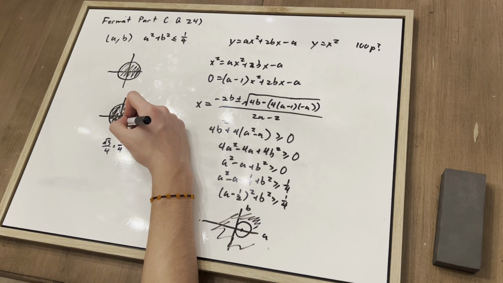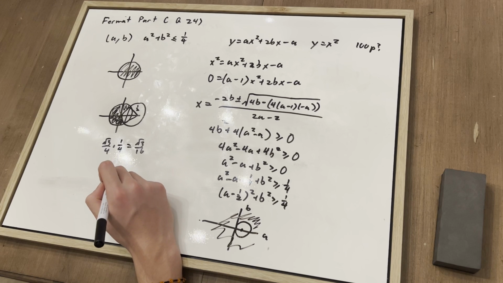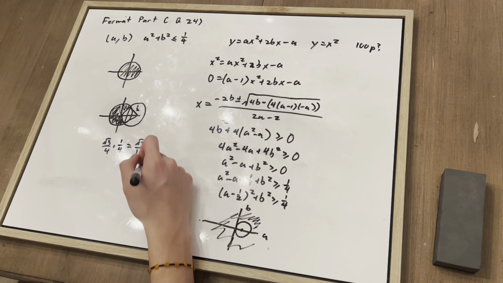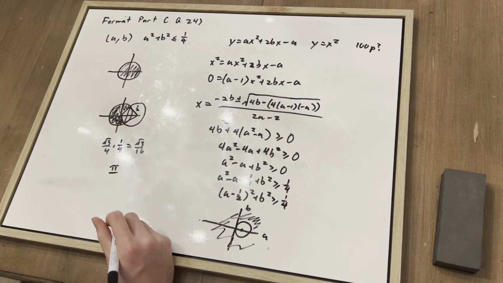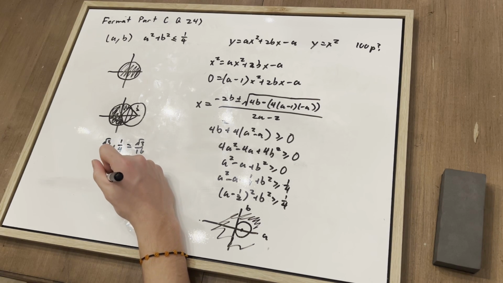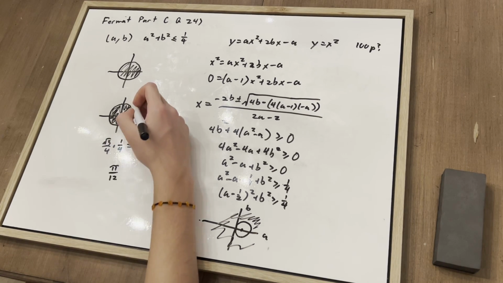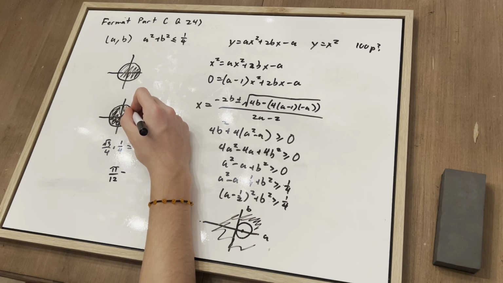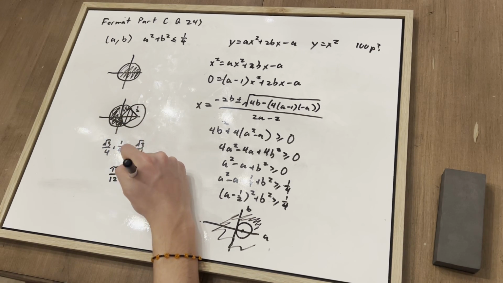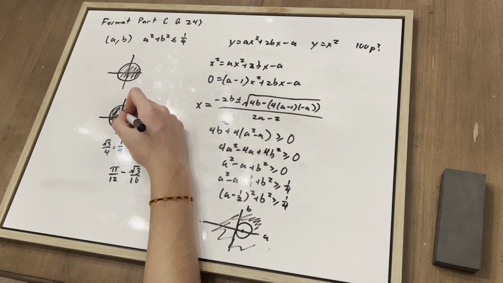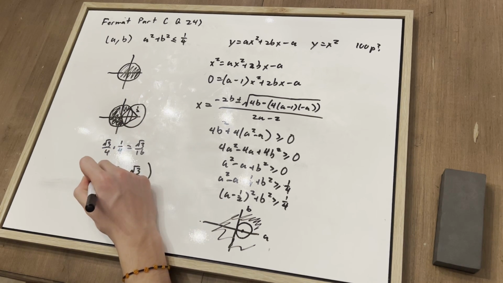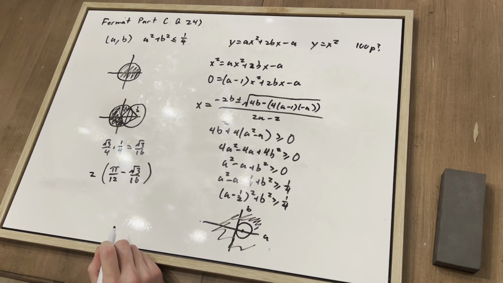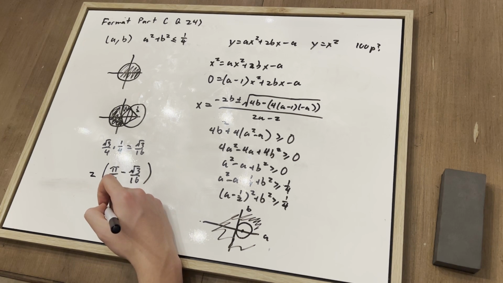However, this entire area over here, this sector of the circle, is just 1/3 of the entire circle's area. And since the circle's area is pi over 4, the sector's area is pi over 4 over 3, which is the same as pi over 12. So the area of one of these halves is equal to pi over 12 minus the area of the triangle, which is square root of 3 over 16. And since there's two of these little sections, we multiply the entire thing by 2. This is a very standard trick for geometry problems involving circles.